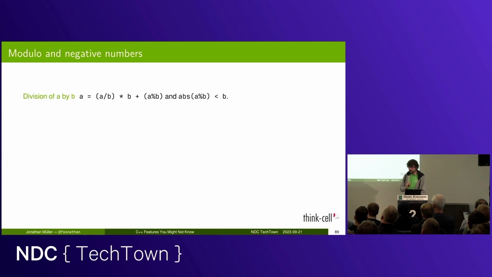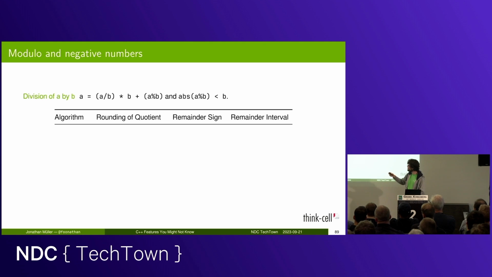So this is what the standard guarantees about modulo and division. If you do a modulo b and a divided by b, this formula holds. So a is equal to a divided by b times b plus the remainder. And the absolute value of a modulo b is less than b. So you will not have a remainder that could have fit in b itself. But that gives at least 4 options, depending on how you define division and modulo.